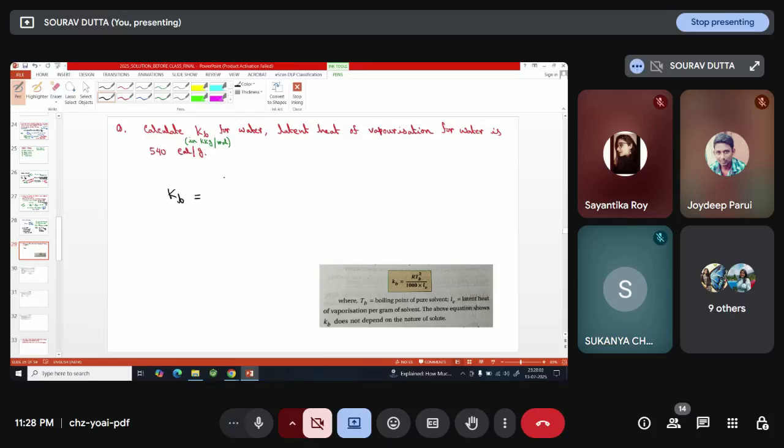Kb equals to R Tb naught squared into M divided by 1000 into delta H vaporization. But delta H vaporization is not given to you here. Latent heat দেওয়া আছে, so in place of del H vaporization you have to write latent heat of vaporization into molar mass. হয়ে গেল, আর তো কিছু নেই, আর কিচ্ছু নেই. You can easily calculate Kb.